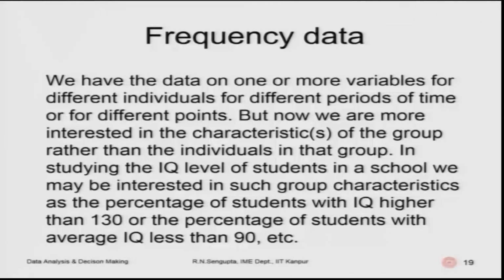Now, we will come to a few very simple examples of frequency data. So, we have the data on one or more variables for different individuals for different periods of time or for different points, but now we are more interested in the characteristics of the group rather than in the individuals in that group. Say, for example, you want to study the IQ level of students in a school. We may be interested in such group characteristics as may be relevant, like the percentage of students with IQ, or intelligence quotient, higher than 130, or the percentage of students with average IQ less than 90. So, we may be more interested in studying the percentage, or the number, of such students having more than 130 and less than 90, or between, say, 90 and 130.